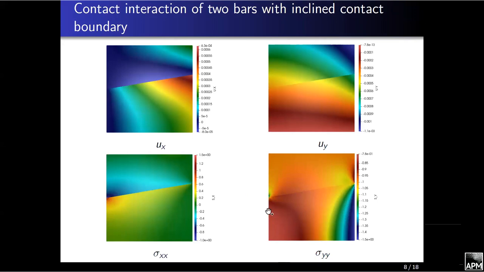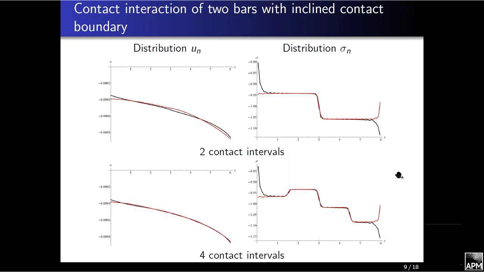On this slide, you can see horizontal and vertical distribution of displacement and stresses. As you can see, we have stress concentrators in the corners of the bars. But it's more interesting to look at the normal to contact boundary components of displacement and stresses. There are calculations with 2 and 4 contact intervals. Here, the upper body is marked by a red line and the lower body by a black line. You can see that we have divergence in displacement and stresses.